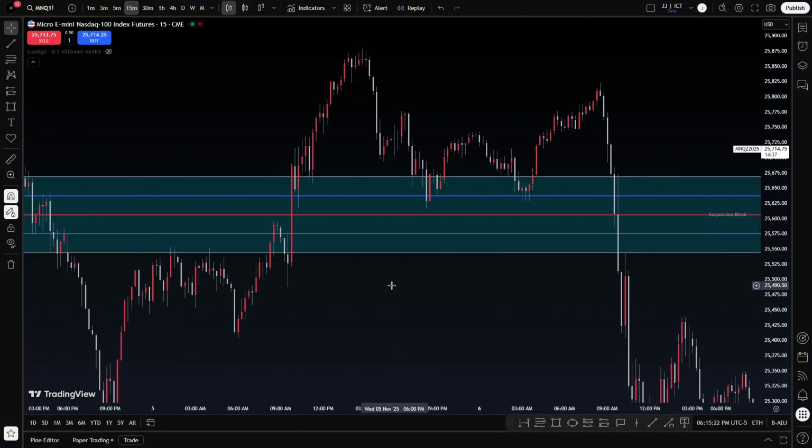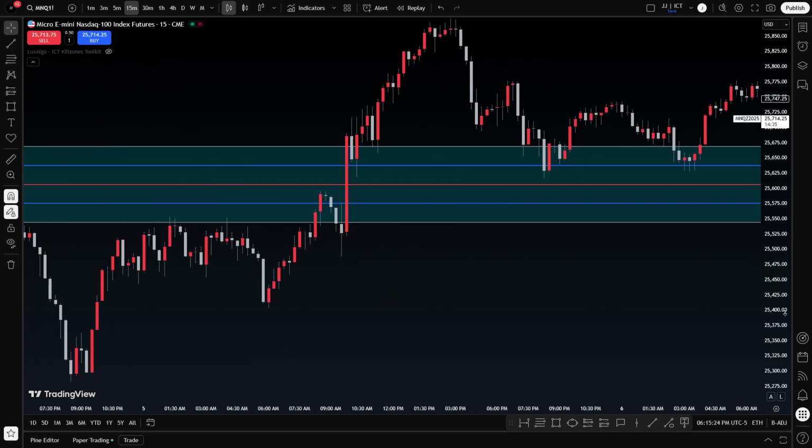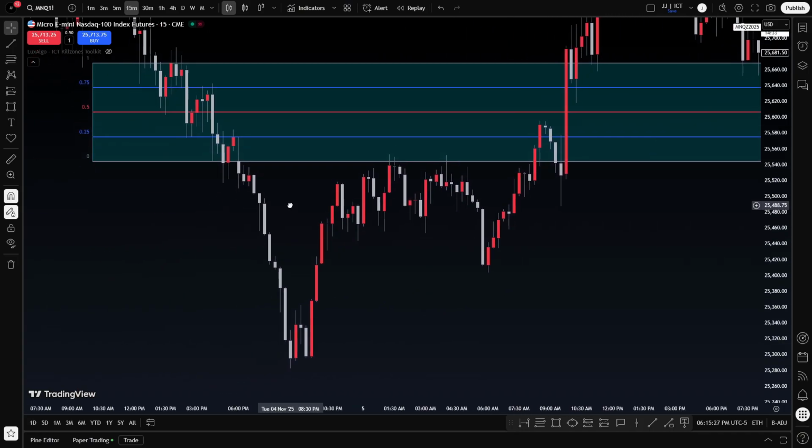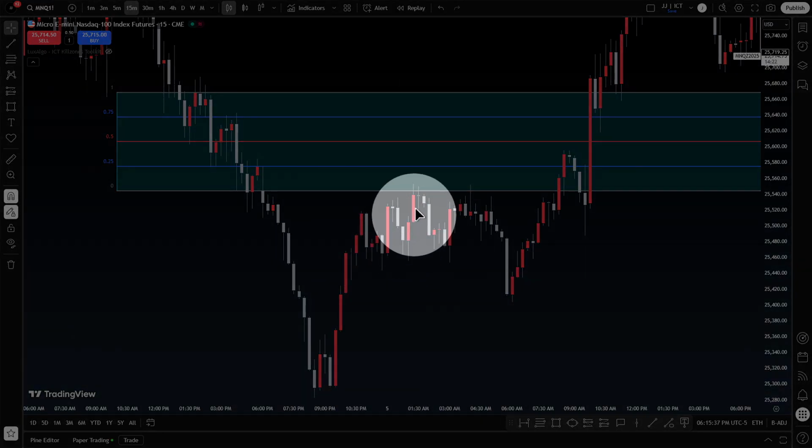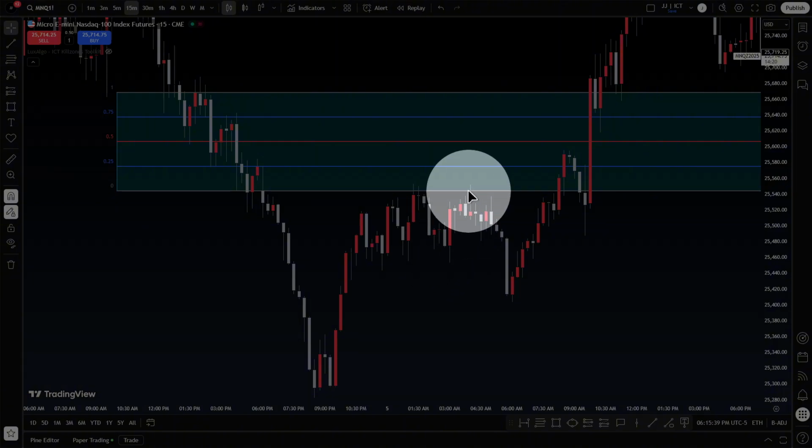Okay, so starting from here, here's the suspension block being created right here. I think down here is where the next day closes, or where it's officially created. Price comes up, touches it right here. 1, rallies lower. 2, breaks lower.